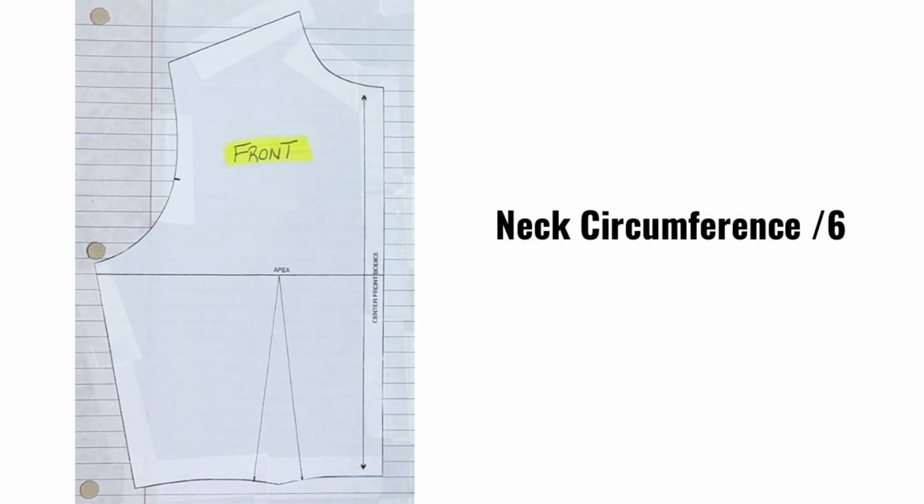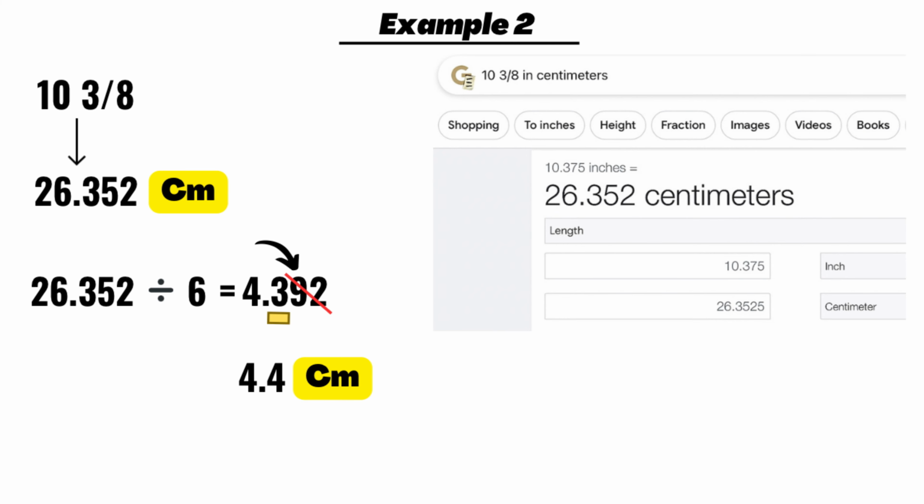Let's do example number 2. In the book, it tells you to find the neck circumference, then divide it by 6. So 26.352 divided by 6 is 4.392. Round it off in the tenths place and your answer is 4.4 centimeters.